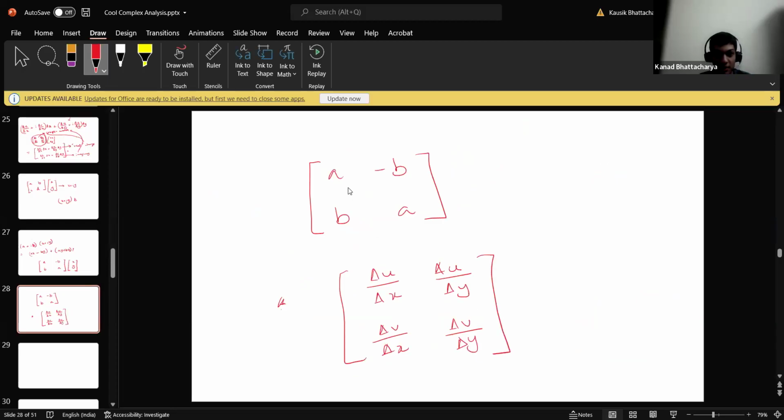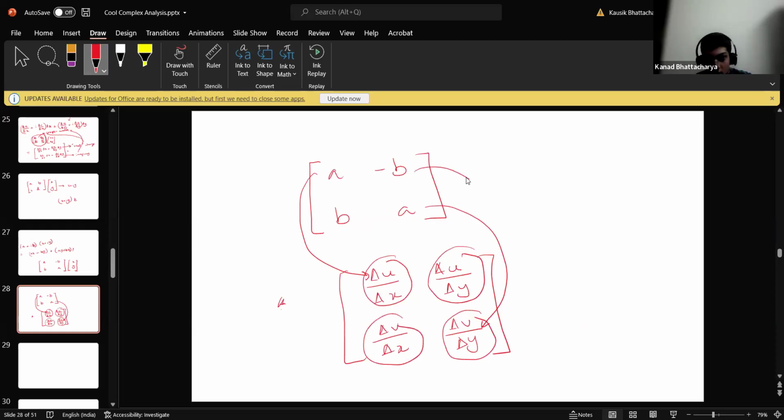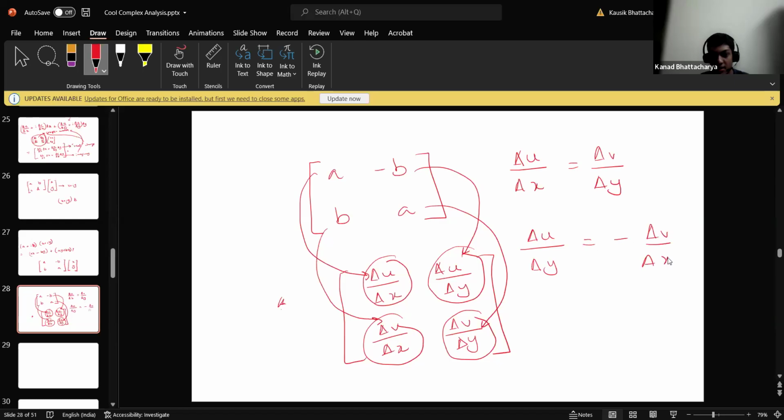So what does that mean? What that means is that this and this must be equal, and I'll just write it a little bit cleaner. These two terms must be equal, and these two terms must be opposite. So what we have is delta u by delta x is equal to delta v by delta y, and delta u by delta y is equal to minus delta v by delta x. Does this make sense?